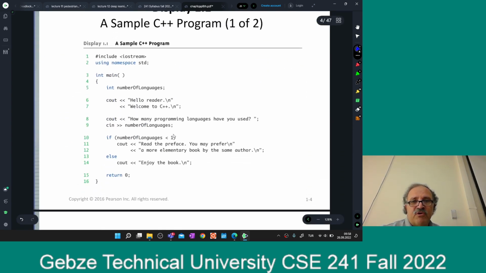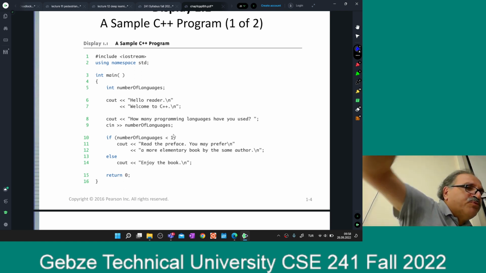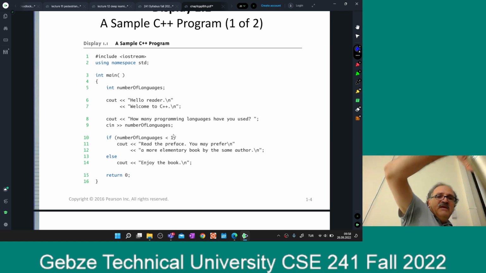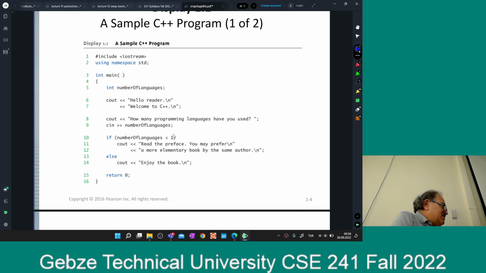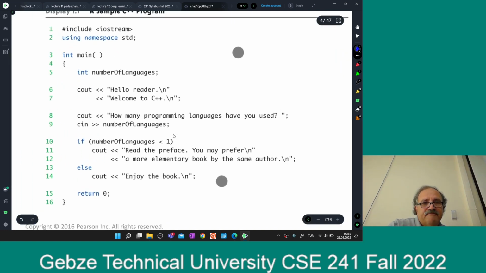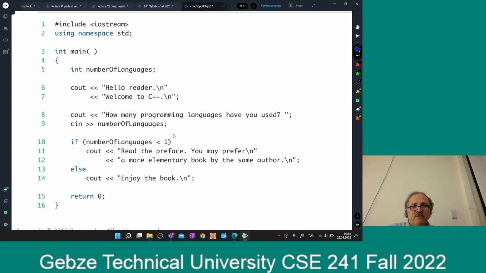This is our first program. As always, our first programs are programs that don't make much sense. It is a simple program, but this is good for showing you what we are doing with C++.